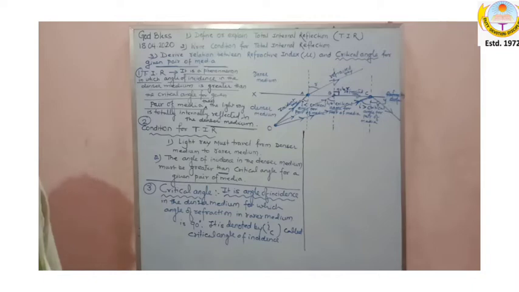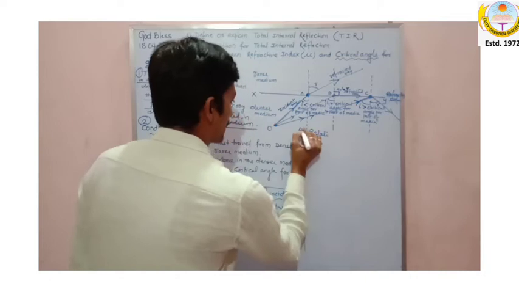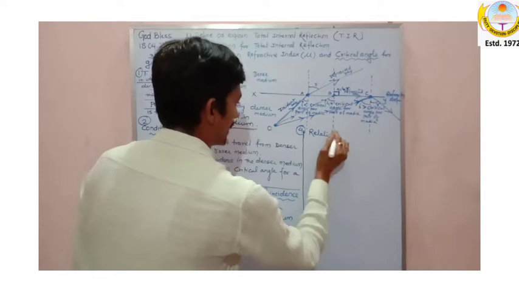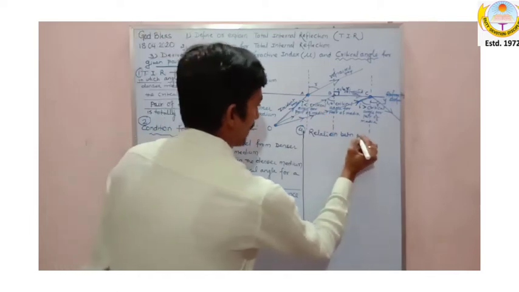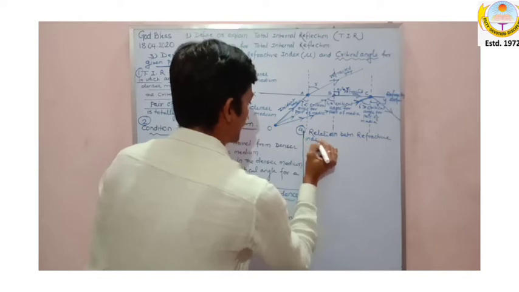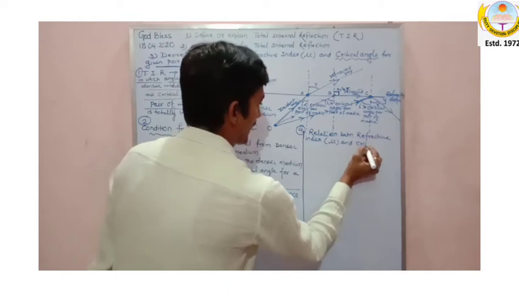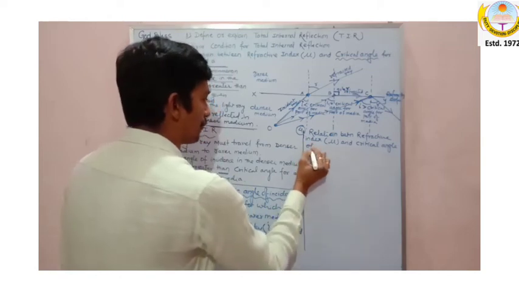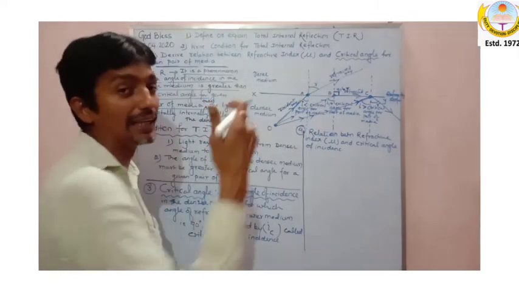I hope it is clear. Now my dear, let's go to the relation. That is question number 4: the relation between refractive index, that is mu, and critical angle. Now I have given the critical angle of incidence, because it's not only critical angle.